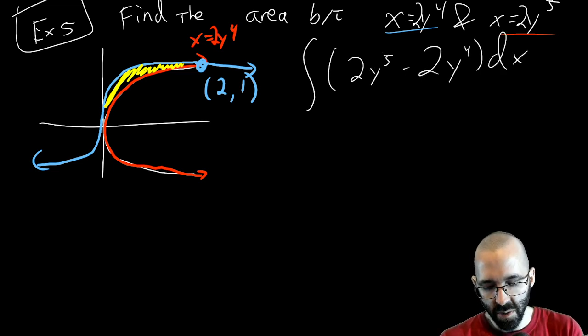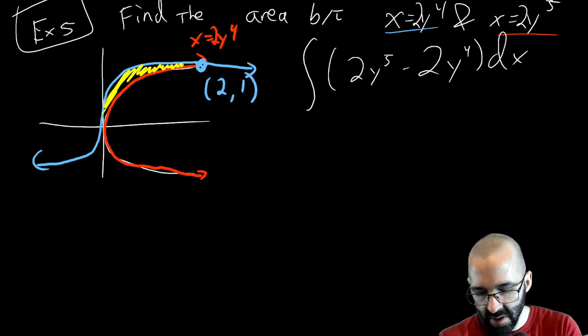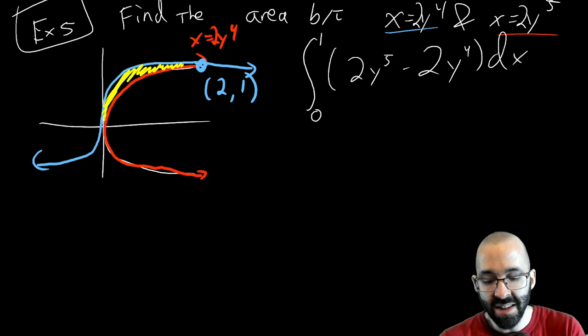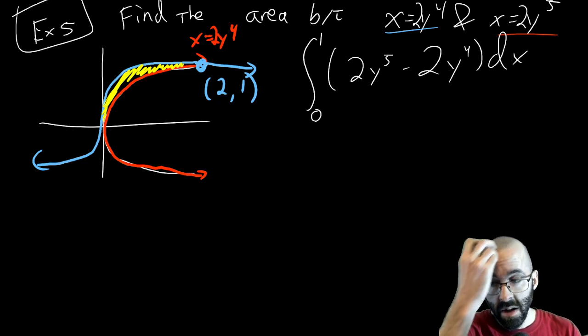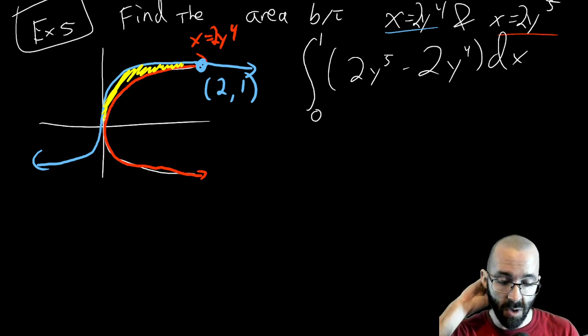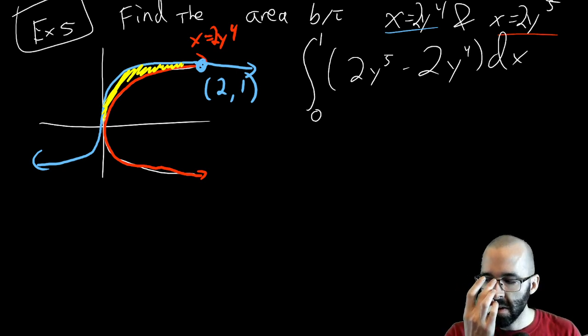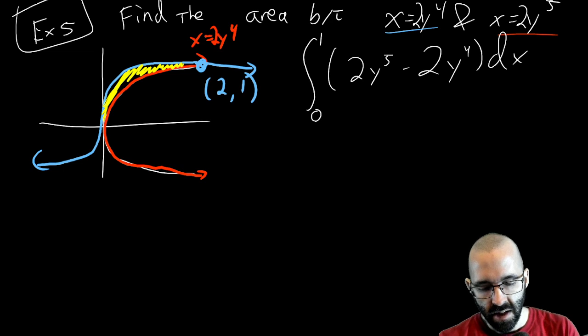And then y, well, we're looking at the yellow region. The smallest y gets is 0, and the biggest y gets is 1. X goes from 0 to 2, but y goes from 0 to 1. And don't write dx here. Don't be silly. We're taking the integral with respect to y.